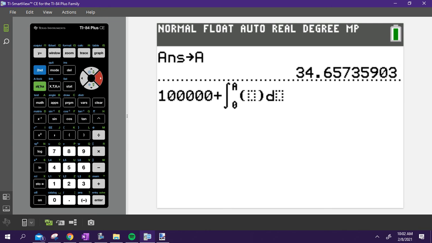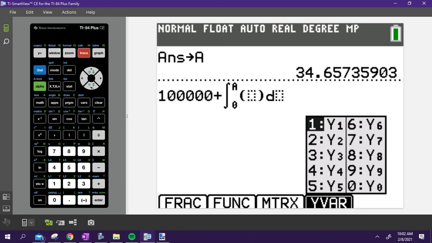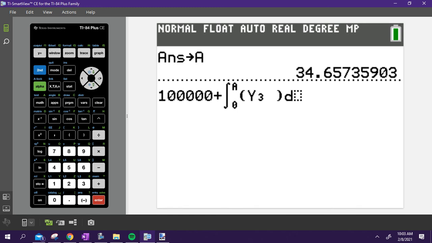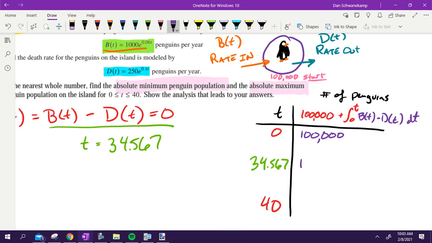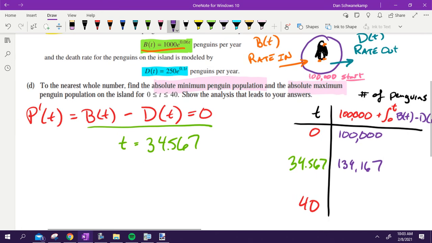And then I'm going to integrate which equation? You could do y1 minus y2, or I already saved it as y3, which is y1 minus y2. I type that in, dx, I hit enter. That is my answer. It did say I could round this to the nearest whole penguin, so I'm going to go ahead and do that. 139,167. It did say round it. We do not round unless they tell me to, but they said to the nearest whole number. Boom, there's my first one.